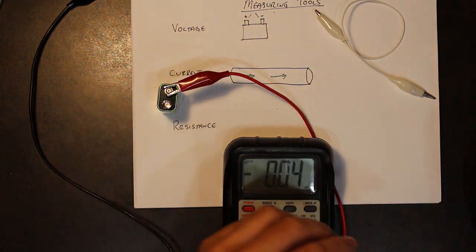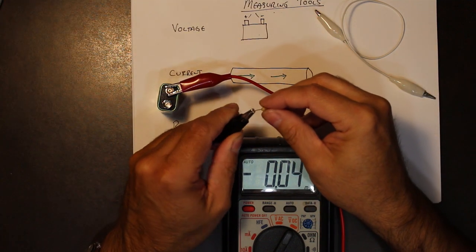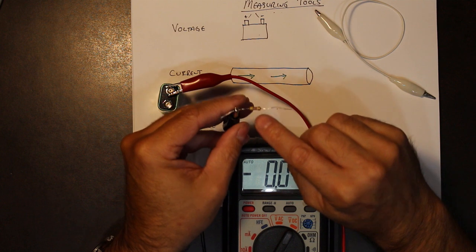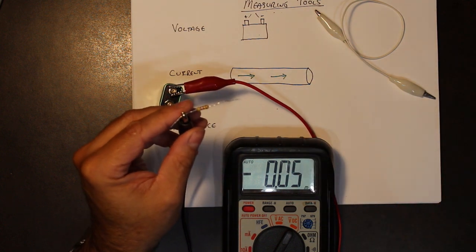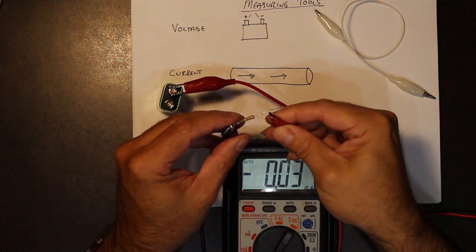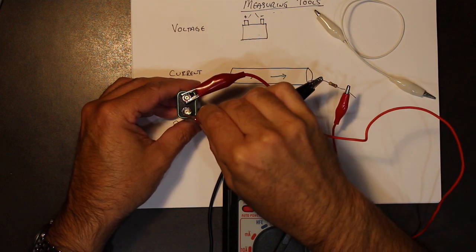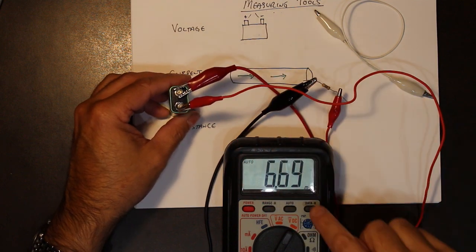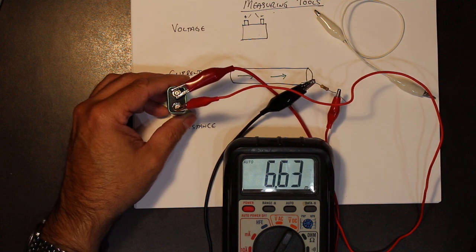So I have a 9-volt battery. I'm going to force the electrons to move through the resistor, and then return to the battery. So there is a measurement of current. So that happens to be what's known as 6.63 milliamps of current.